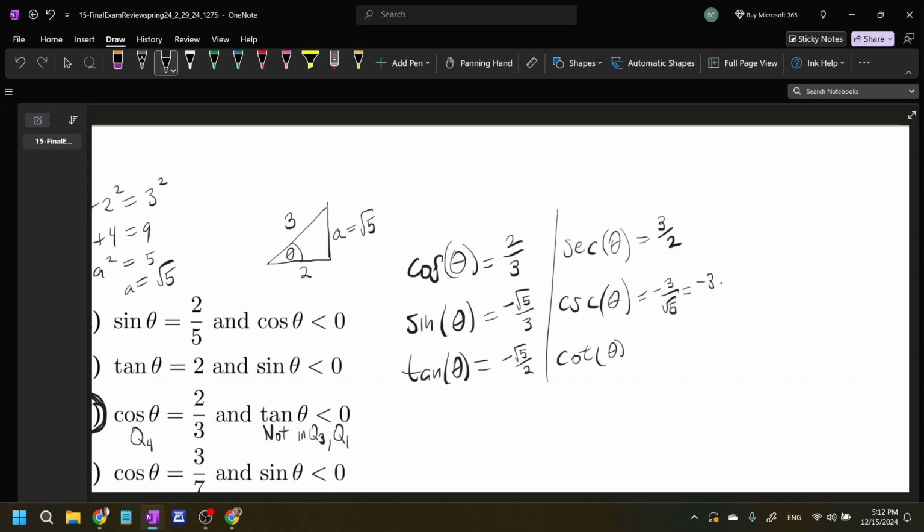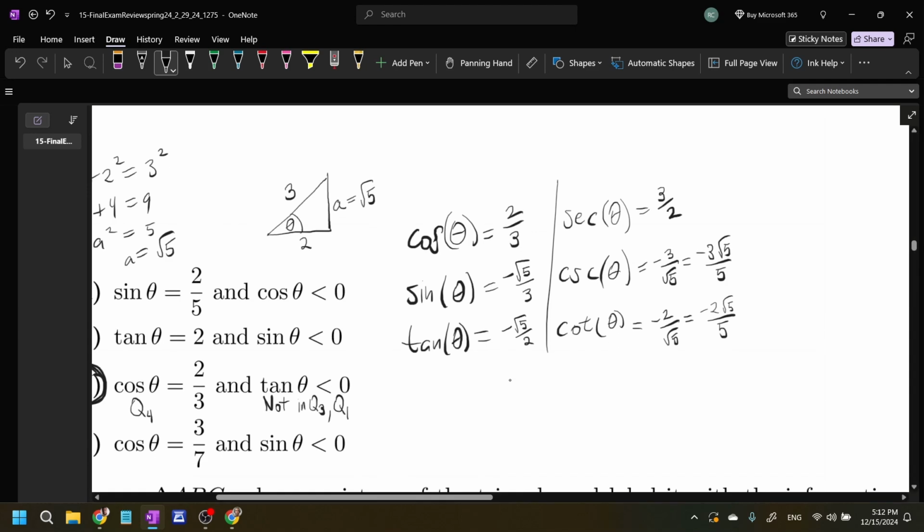If sine is negative √5/3, cosecant is negative 3/√5, which when we rationalize will give us negative 3√5/5. Tangent is negative √5/2, so cotangent is negative 2/√5. Again, rationalizing, this will give us negative 2√5/5.